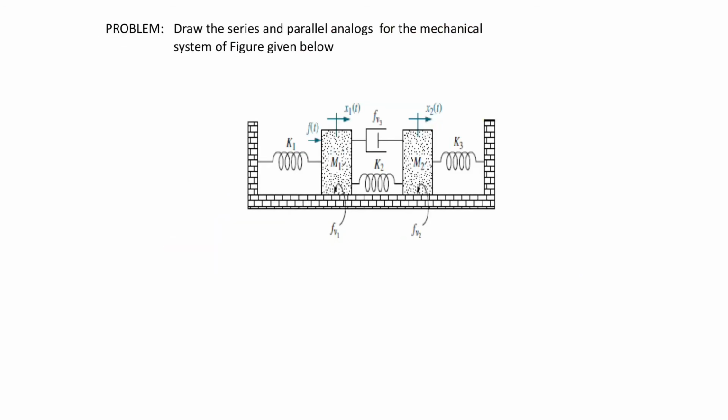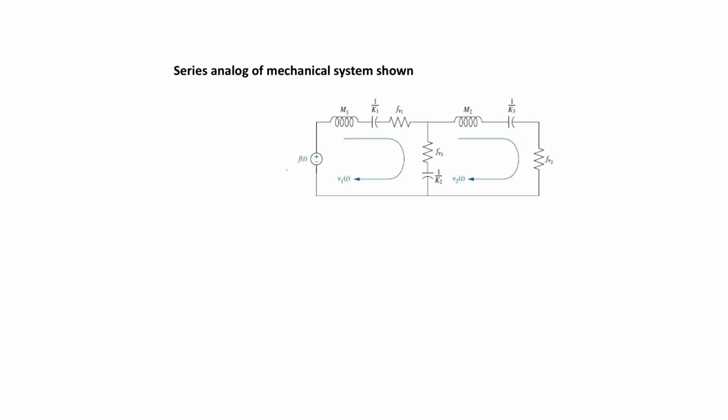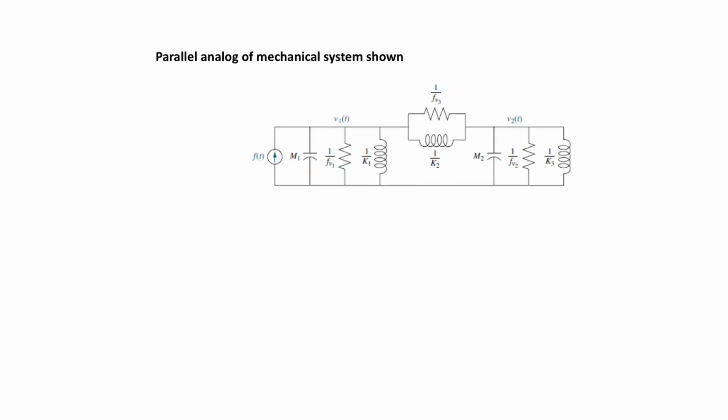Now there is an example where you have to find the series and parallel analogs of a mechanical system, which you have to do on your own. The series analog of this mechanical system looks somewhat like this. The parallel analog of this mechanical system looks like this.